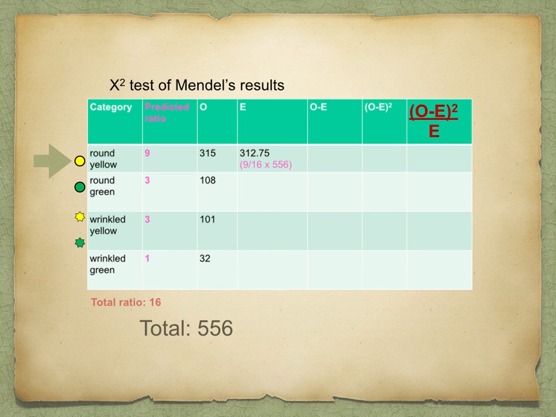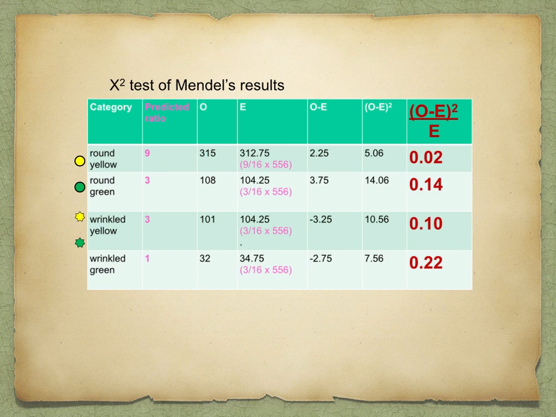So what I want you to do is press pause and complete the rest of this table so that you can compare your results with what I've just got. Okay, here are the results that you should have got. Now the next step is to add up the last column. So when you add up the last column, you should get a chi-squared value of 0.48.